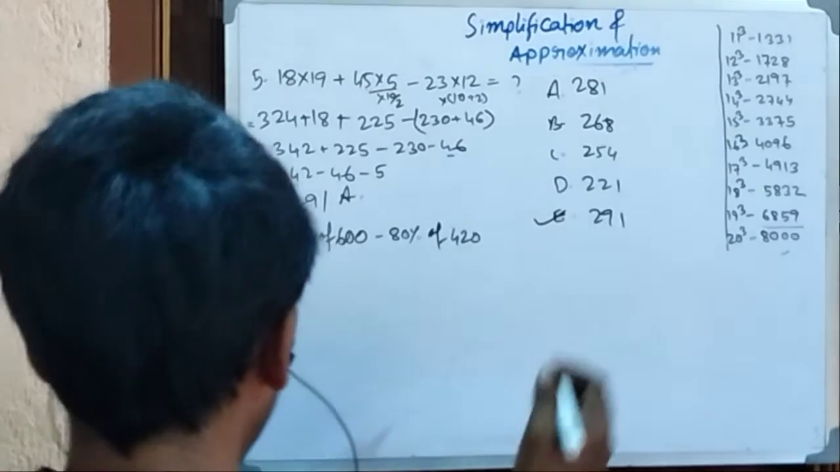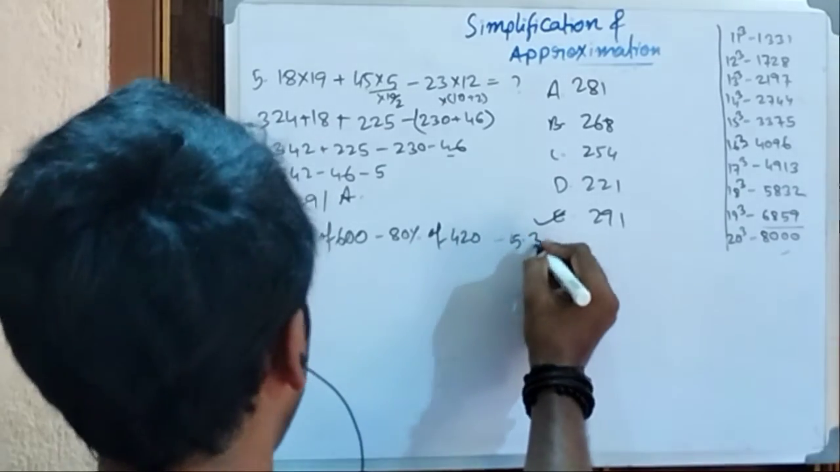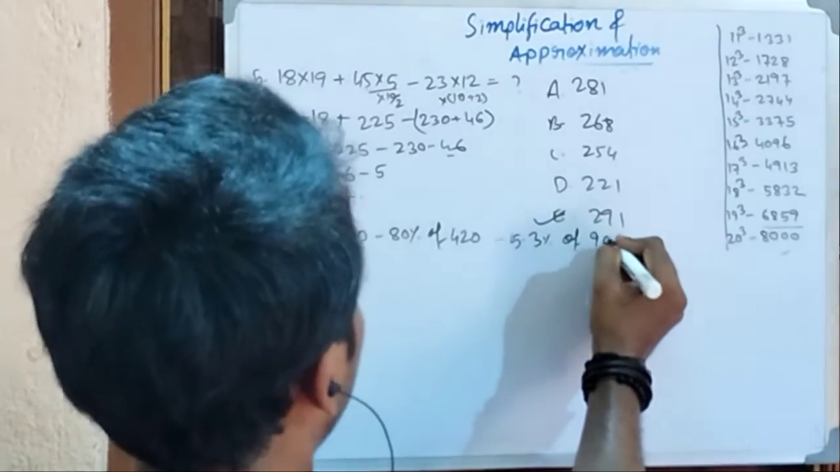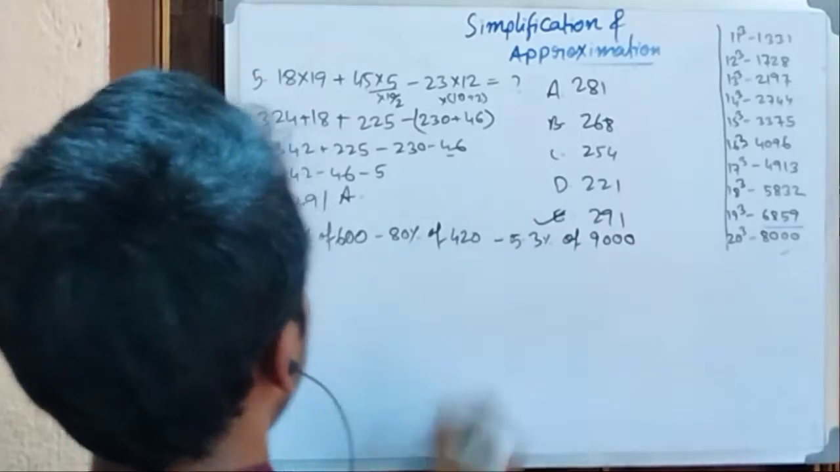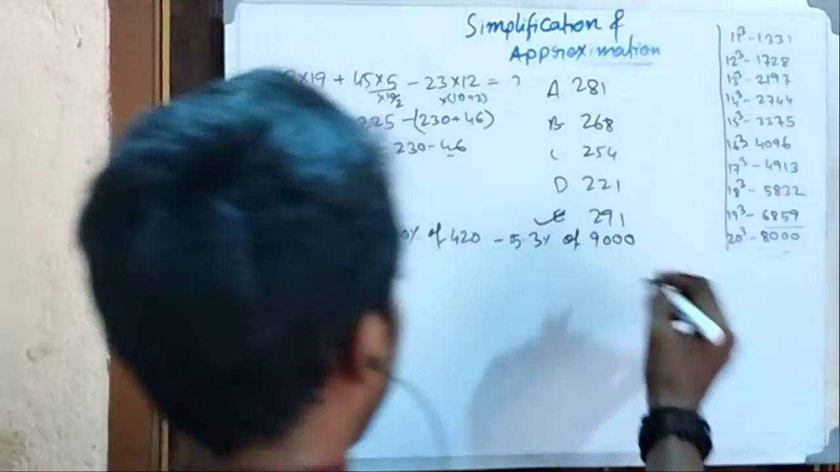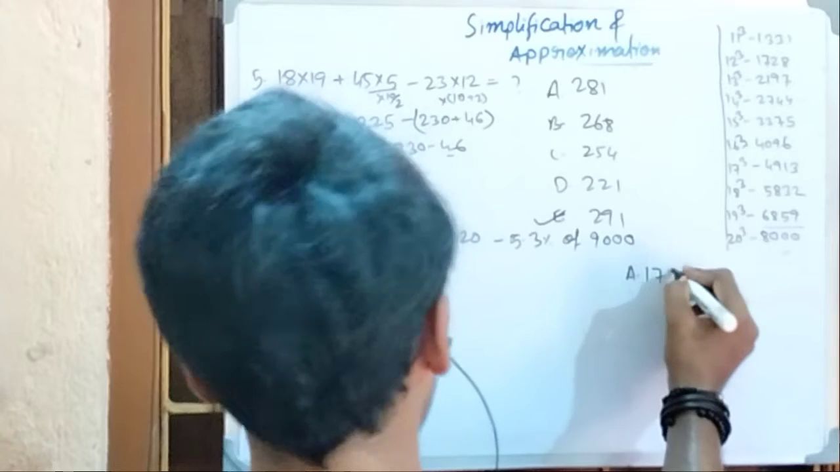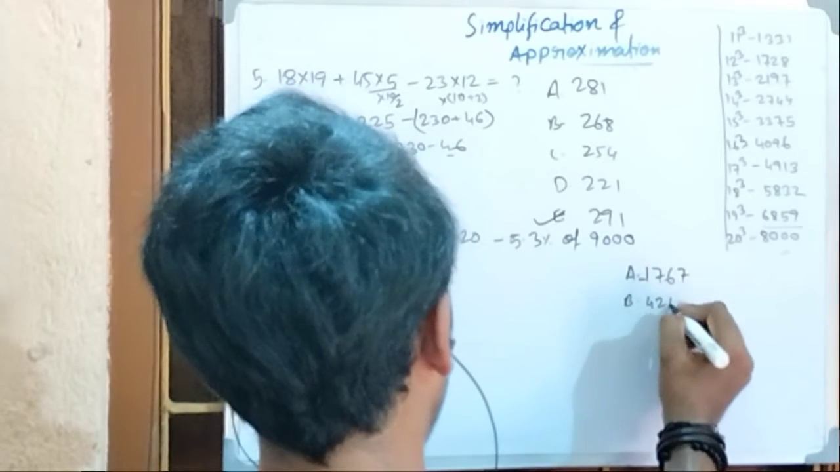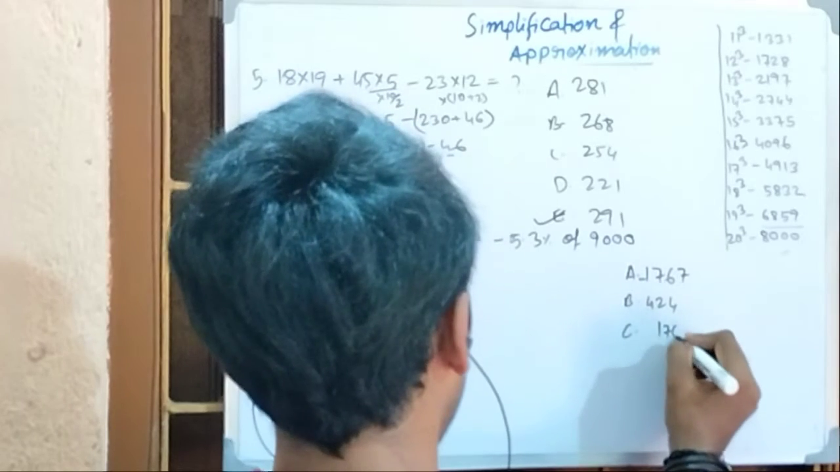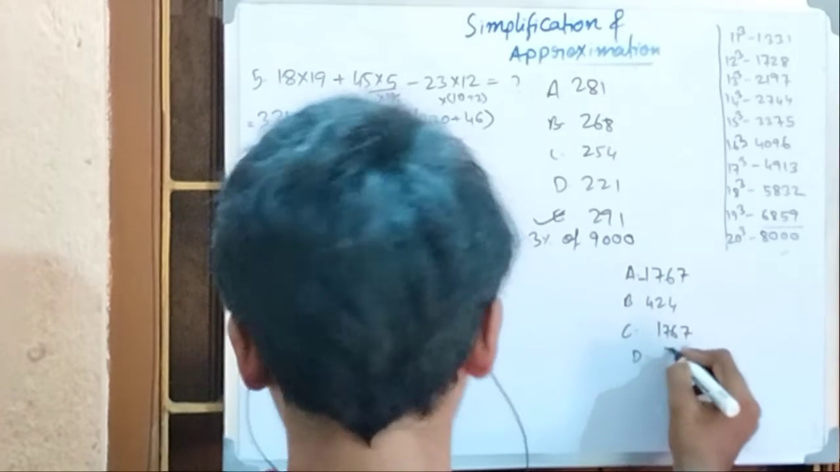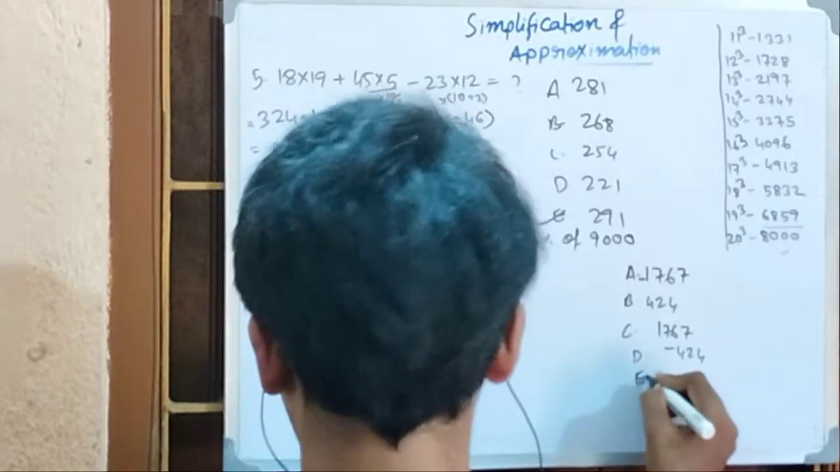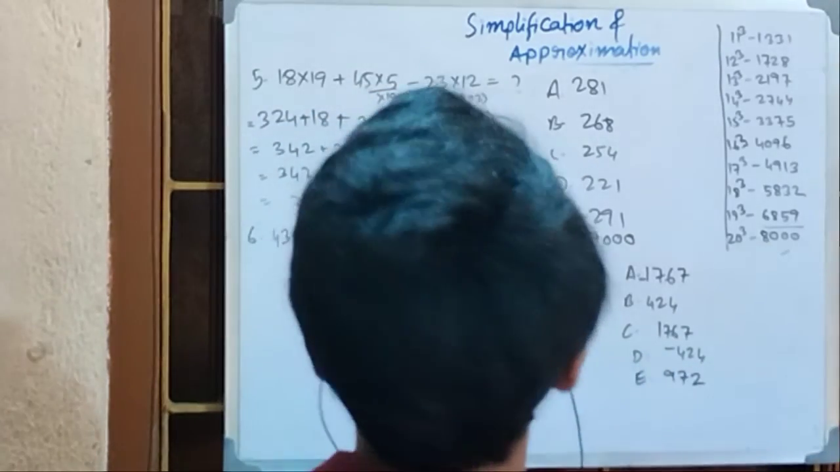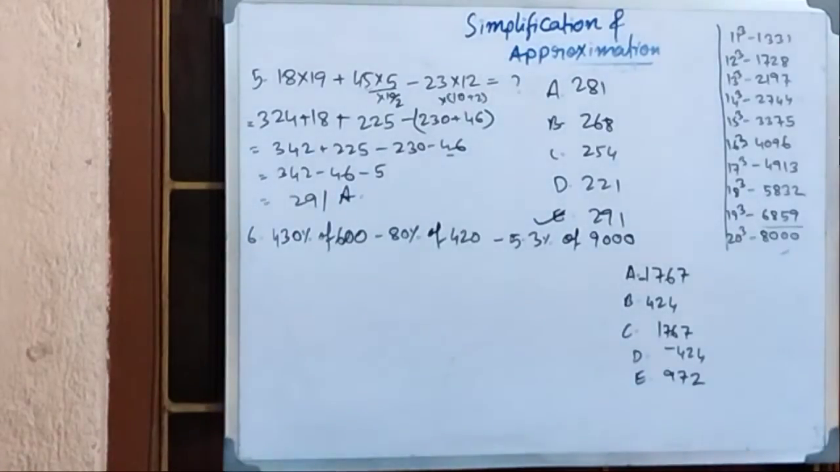Okay, this question is here: 5.3% of 9,000. Solve it. And yes, options are there. Option A is 17, this is minus. Option B 424. Option C 1767. Option D minus 424. Option E 972. Okay. So do it carefully. I think some negative answers may come.